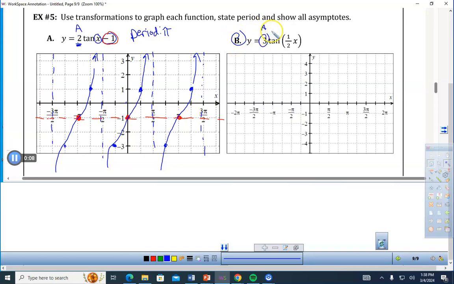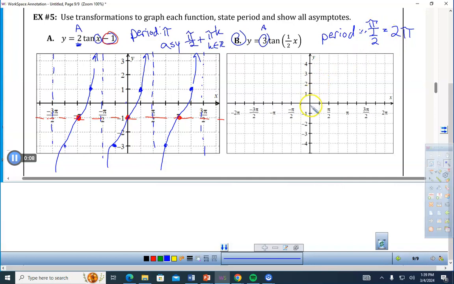All right, let's do B. On B, my A is 3. For this one, all my asymptotes are going to be my first asymptote plus my period times k, where k is an integer, right? Now for this one, my period's going to be pi over a half, which is going to be 2 pi. Uh-oh, different period this time.